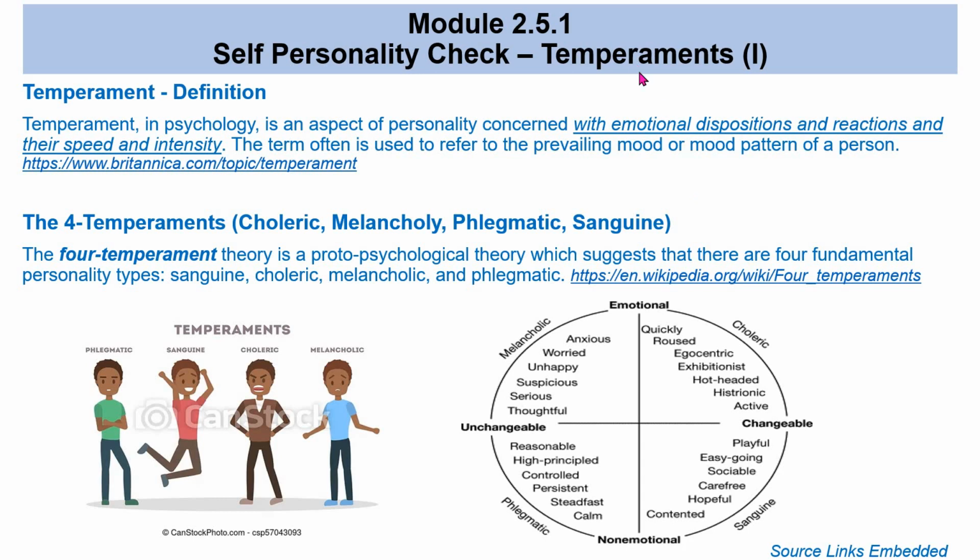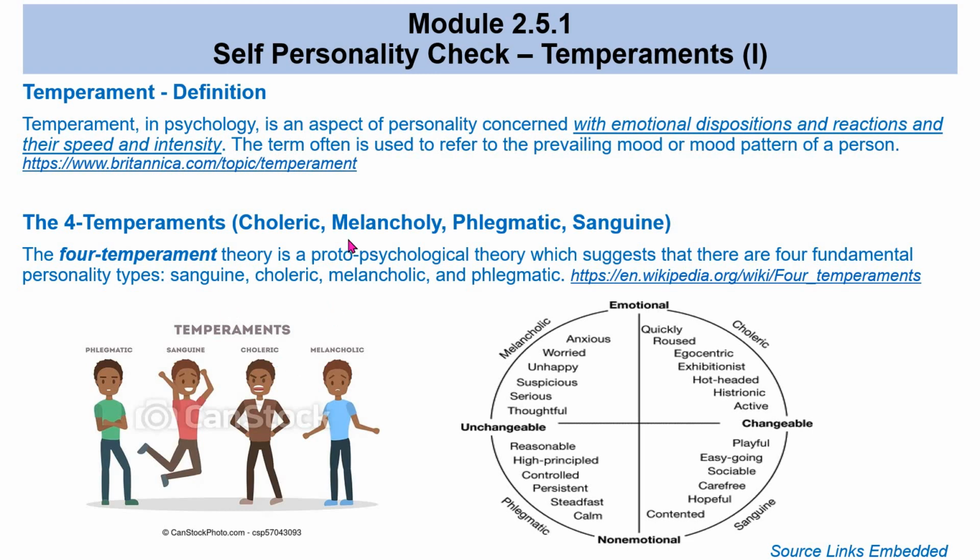Now, what are temperaments? In psychology, temperament is an aspect of personality. This has to do with emotions and how they are shown, and also reactions, the speed in which those reactions happen and the intensity with which they happen. Based on this, you can tell what type of temperament someone has, and also for yourself.